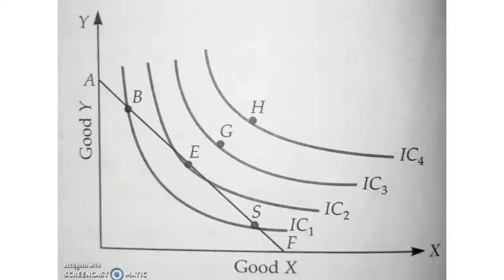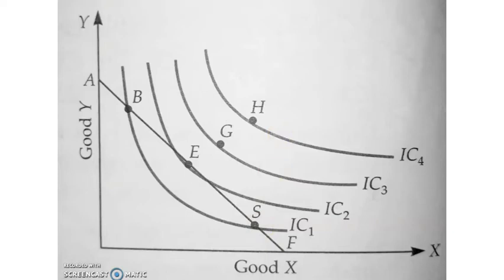You can see a diagram on screen. Here in this figure we can see that there are 4 indifference curves, that is IC1, IC2, IC3 and IC4, and all these indifference curves are convex to origin. This is the origin, and the indifference curves are convex to origin, where IC1 is the lowest indifference curve and IC4 is the highest indifference curve.